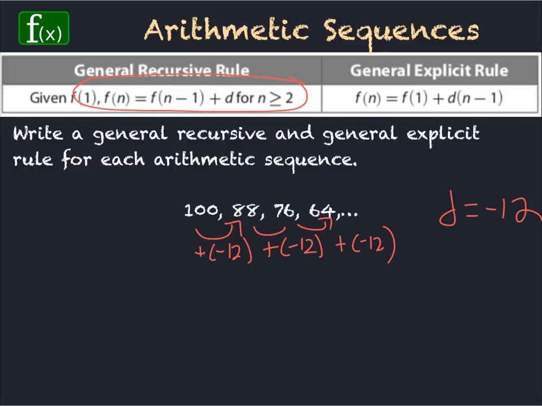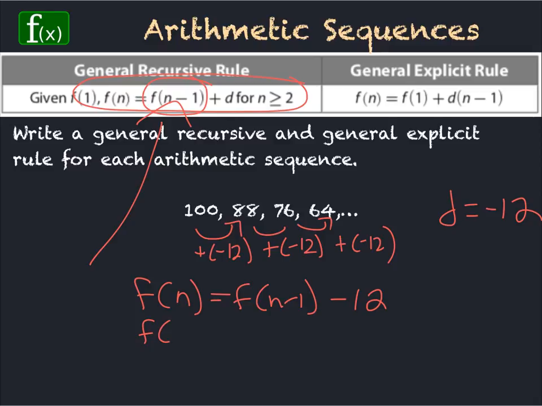So with our general recursive rule, if we use this formula right here, it would be f of n equals your previous term, so f of n minus 1, and then plus your common difference, which in this case is -12, so we could just write -12. If you take a look at that, that'll work, because f of 1 we know is 100, right?